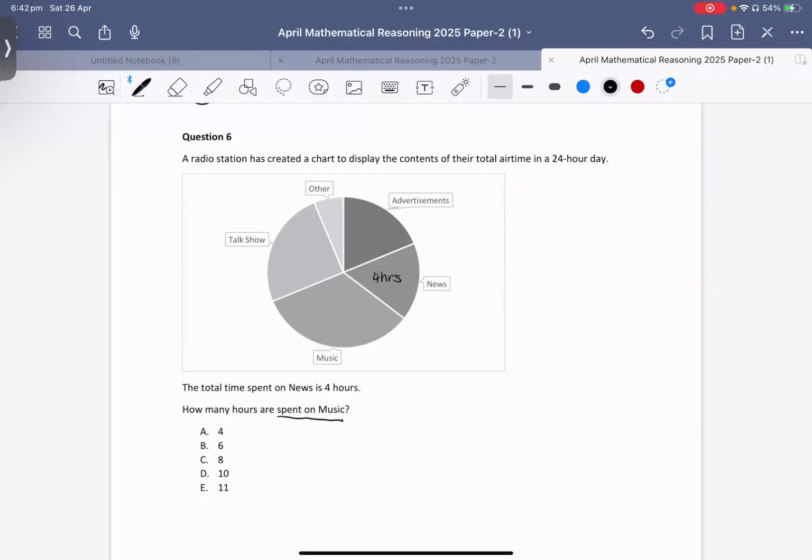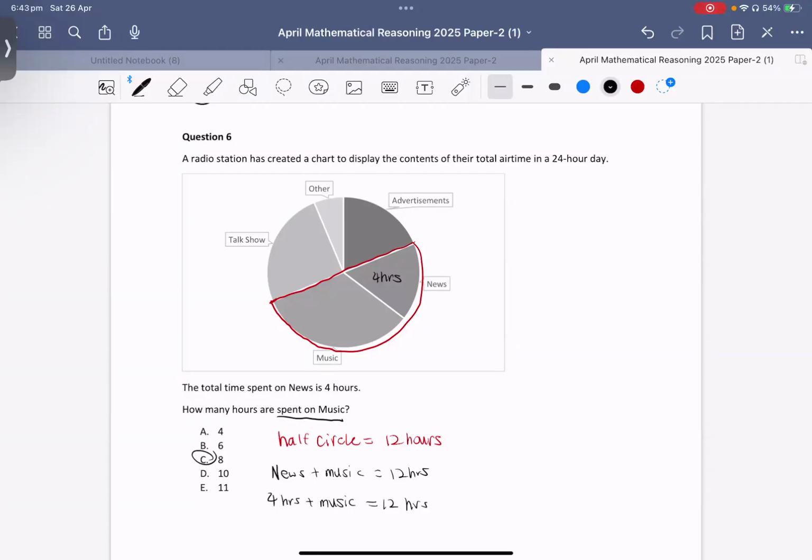If you guys have a look at this, it's really quite interesting because we have one right angle here, but this one doesn't really matter to us. What really matters to us is the fact that news and music all together give us exactly half the circle. And if we know this whole circle represents 24 hours, then half the circle will represent 12 hours. So now we know that news and music together should give us 12 hours. And we already know that the news is 4 hours. So that must mean that music lasts for 8 hours.